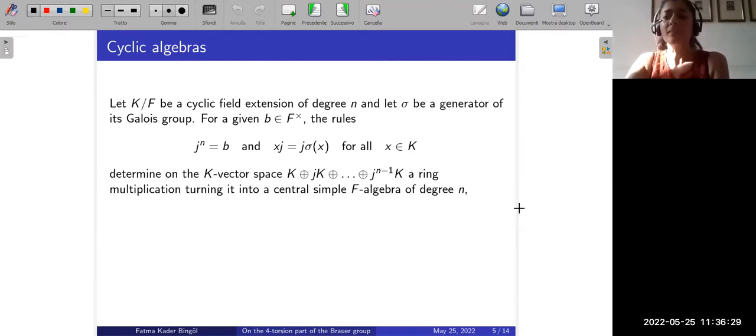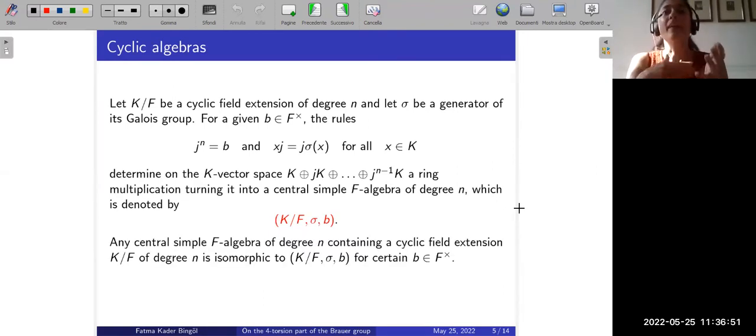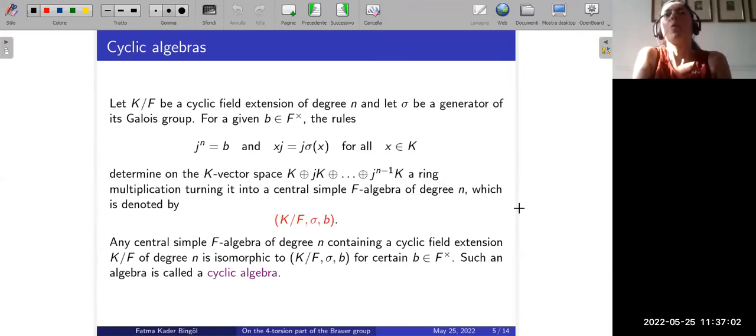and the degree is n. I will use this commonly used notation for this algebra. I put into parentheses the ingredients that we use: the cyclic extension K over F, a generator sigma of its Galois group, and this non-zero element B. The nice thing is that any central simple F-algebra of degree n that contains a cyclic field extension of degree n can be described in this simple way. This algebra we call a cyclic algebra.